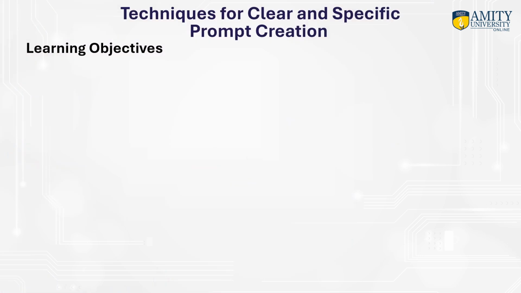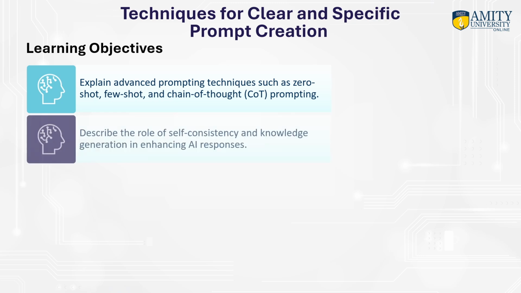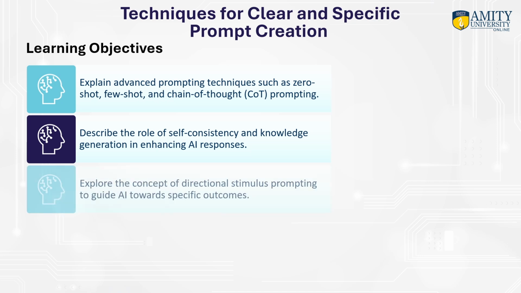As a learning objective, we are going to familiarize ourselves with advanced techniques like zero shot learning, few shot, and chain of thought prompting. These are a few techniques we are going to study today, so that you can better give the prompt or the instruction to your AI model. We'll also be understanding the role of self-consistency and knowledge generation in enhancing the AI responses. We will be exploring the concept of directional stimulus prompting to guide your AI towards specific outcomes.